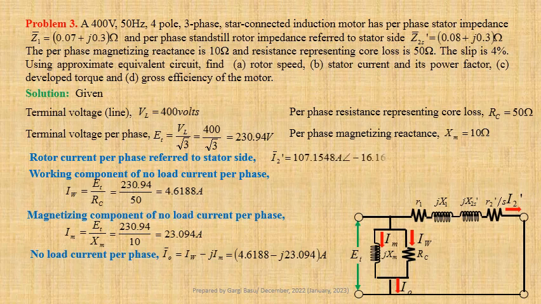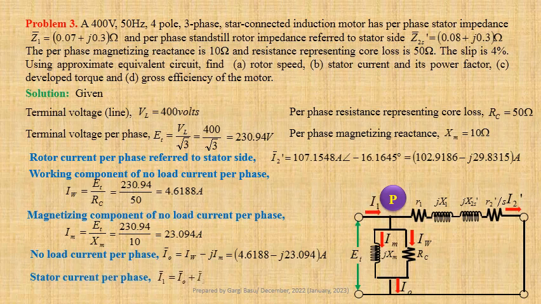We have determined rotor current per phase referred to stator side I2' equals 107.1548 ampere at an angle minus 16.1645 degree. This may be written in Cartesian form as 102.9186 minus j29.8315 ampere. Applying Kirchhoff's current law, at node P we get stator current per phase I1 equals I0 plus I2'.